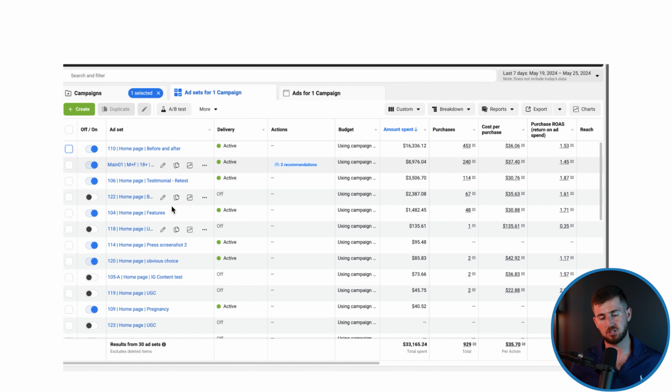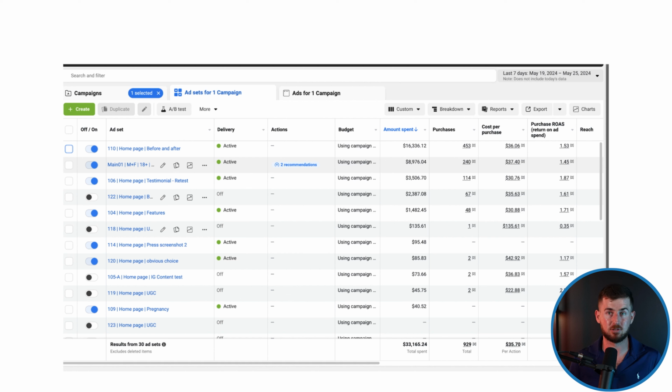Now, another question too: why did I stop moving the post IDs over? A couple of different reasons. Number one, we would find a winning DCT like 110, pull the post ID, and move it to the main ad set, and guess what? Facebook's like, hey, I have no reason to spin in the main ad set. Facebook doesn't sit there and know this strategy.